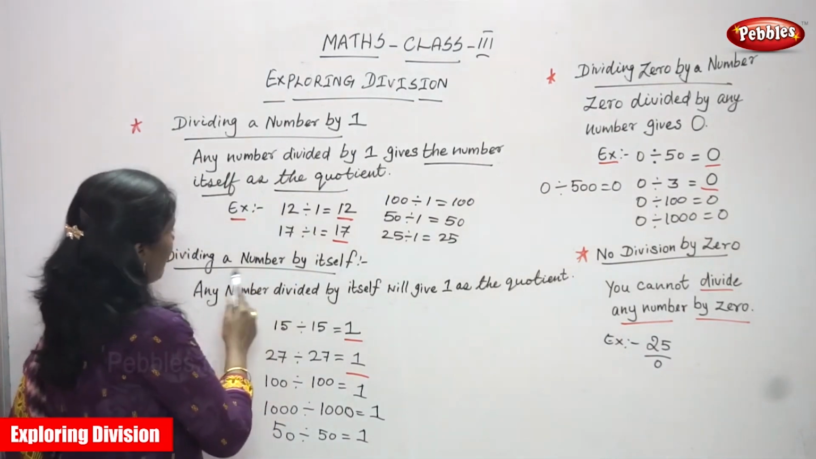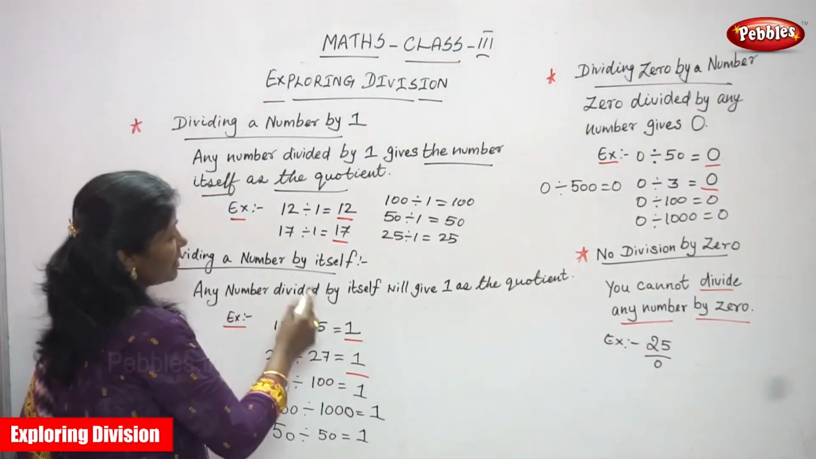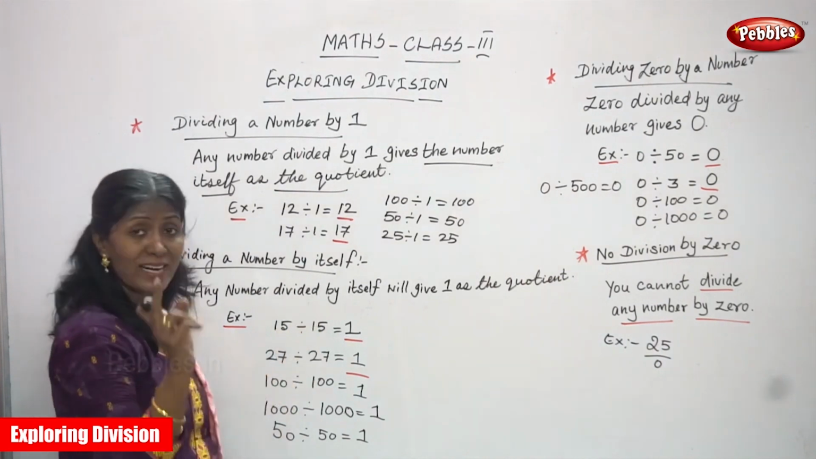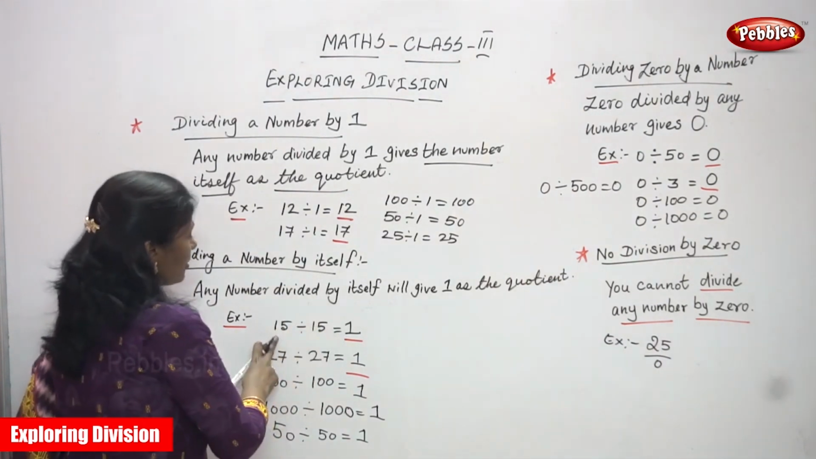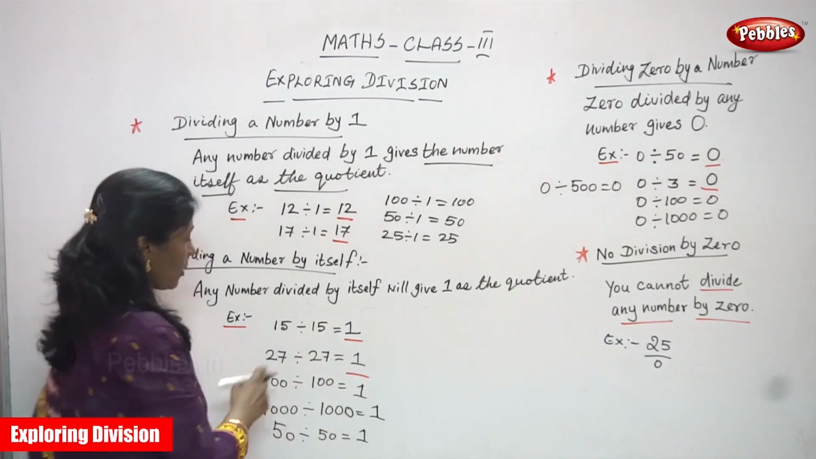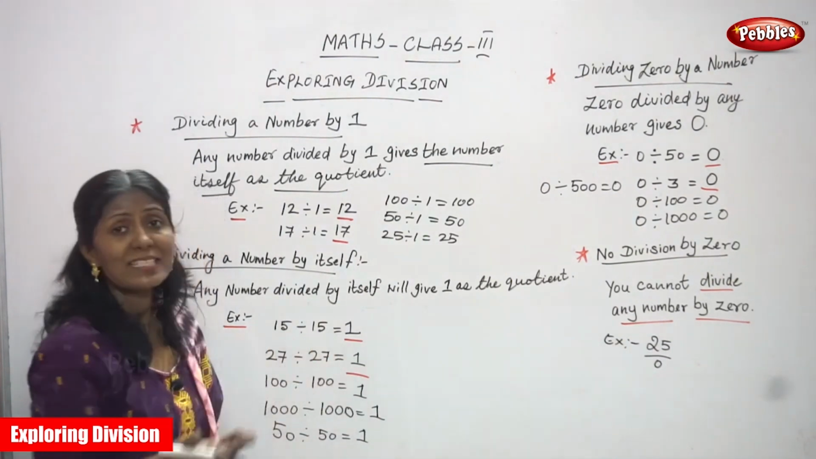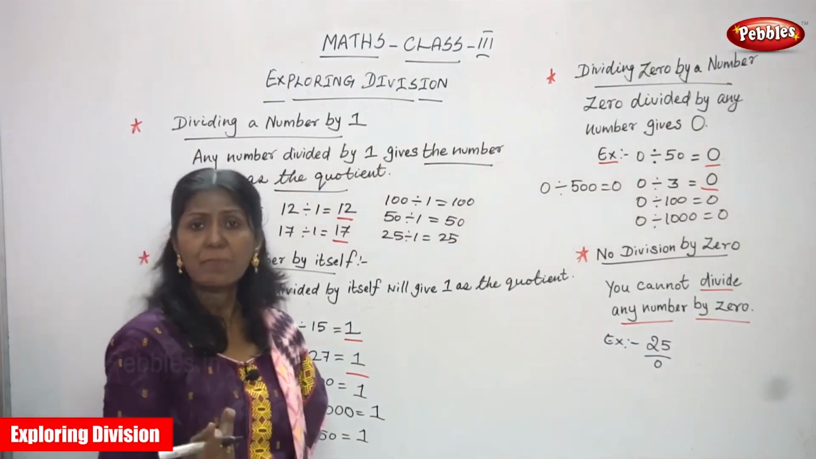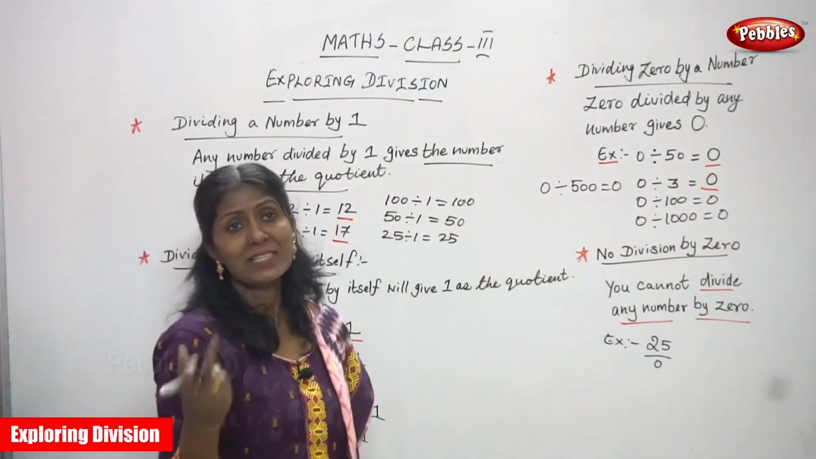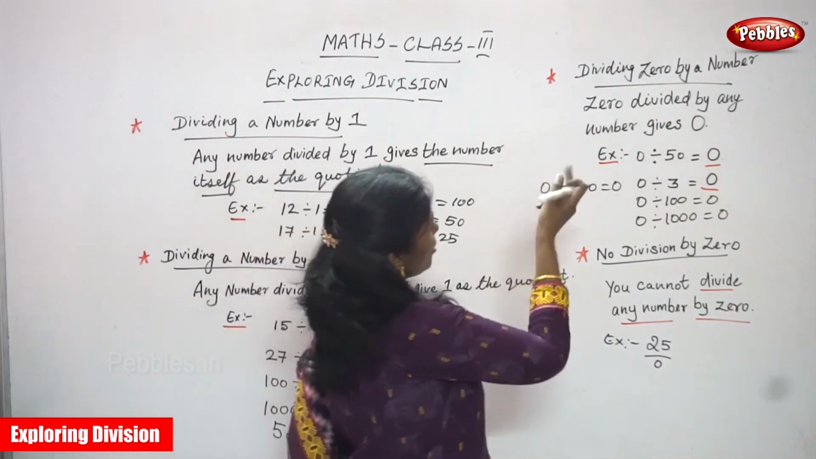Next, dividing a number by itself means any number divided by itself, you can get 1 as a quotient. That means 15 divided by 15, you can get 1, and 27 divided by 27, you can get 1. So any number divided by the same number, you will get 1 as a quotient.